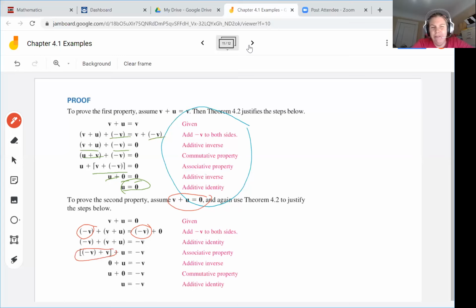Well, we know that negative v plus v equals 0. So 0 plus u equals negative v. You can rearrange that to say u plus 0 equals negative v. This only holds if u equals negative v. So that tells us the additive inverse is unique.